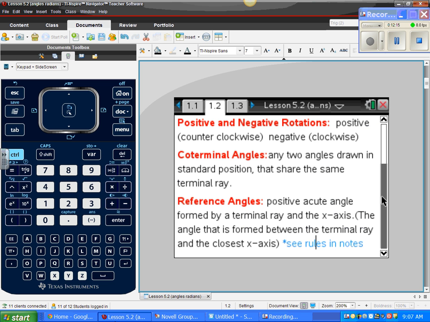Again, you're going to have a quiz on vocab words. That'll be sometime next week. You have to know them. You have to know what these things are.